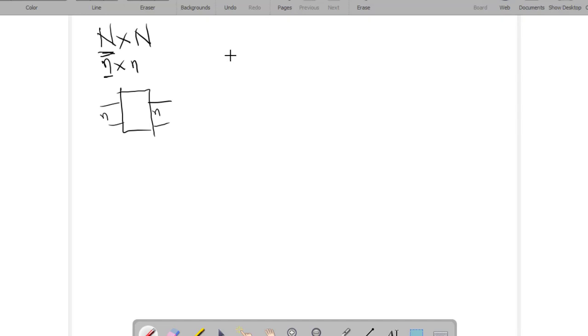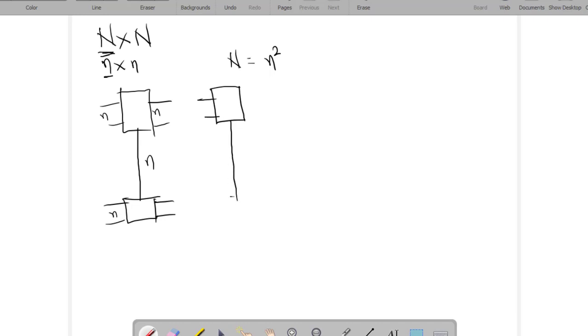Now, if capital N is equal to the square of small n, then it means that we are going to have n, or small n, switches in the first stage. And then in our secondary stage, or in the final stage, we will do likewise. So we have also capital N divided by small n, and then we get small n number of switches in the second stage. So we interconnect them like this.